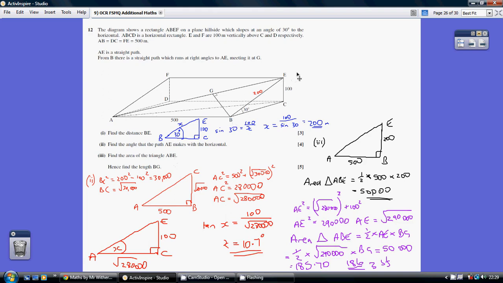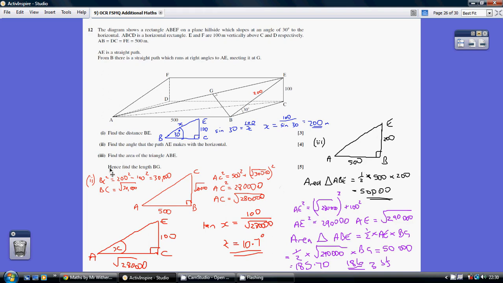Now for part 3, find the area of triangle ABE. Okay, ABE. Well, I know AB is 500. I worked out earlier on that BE is 200. Make sure that you realize that the angle ABE is a right angle, and then it's very straightforward. Area of a triangle, half times base times height, half times 500 times 200 is 50,000.